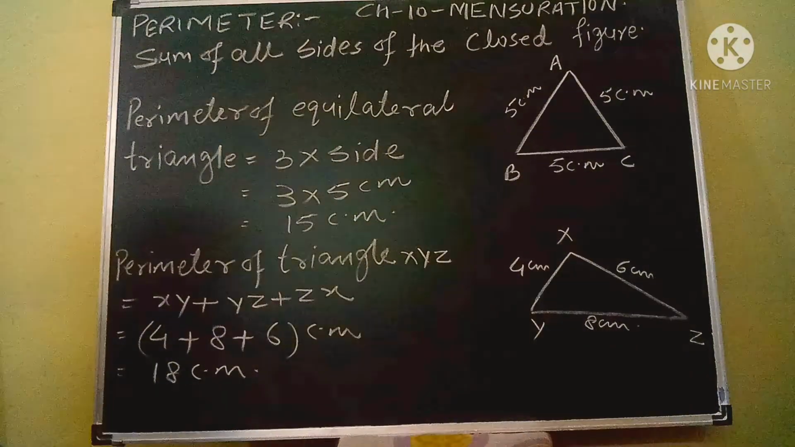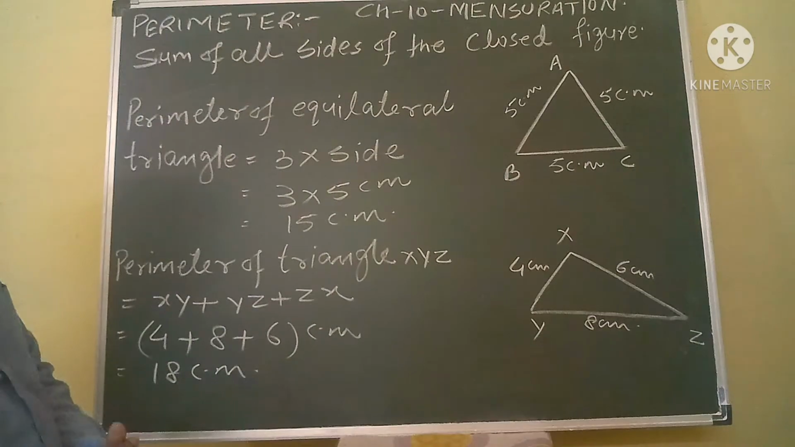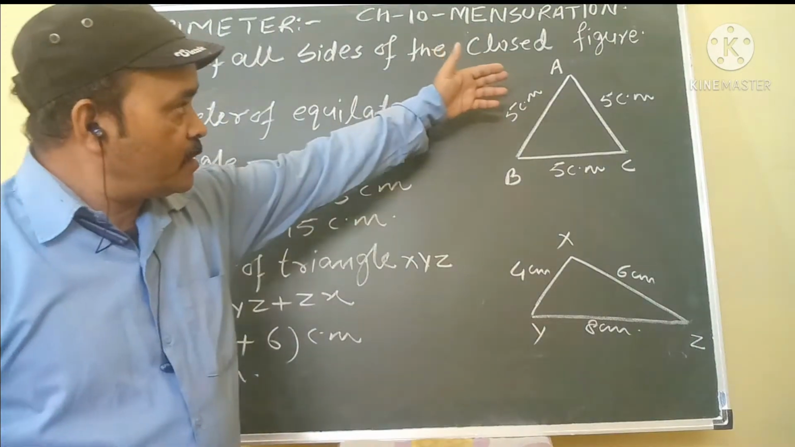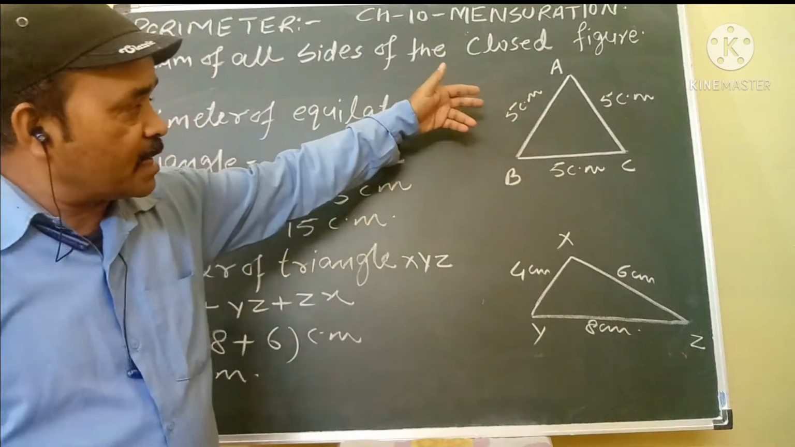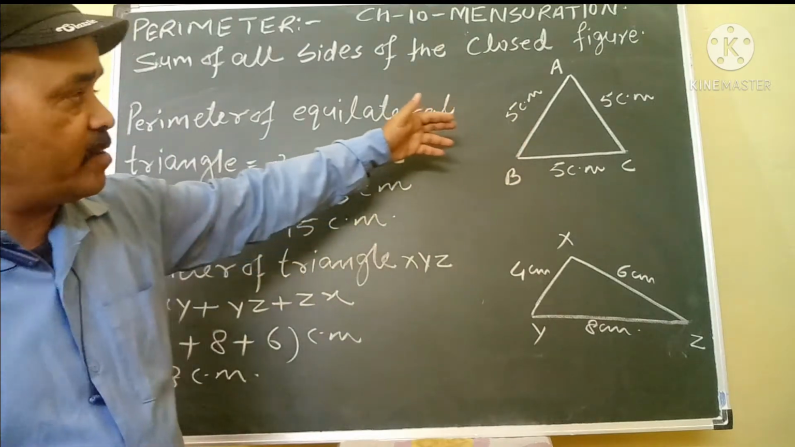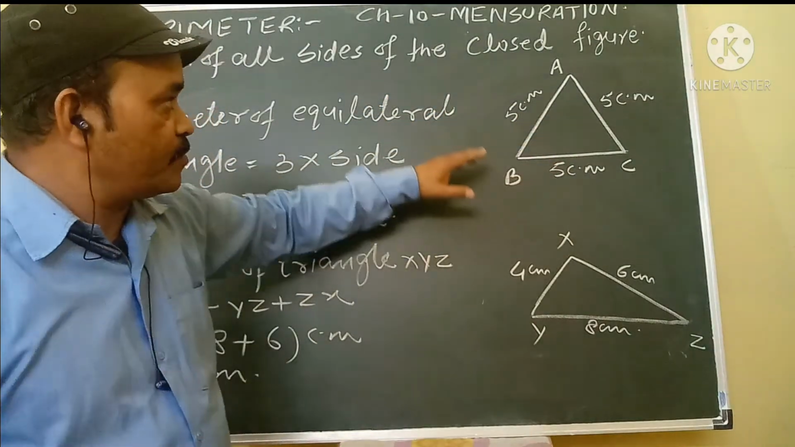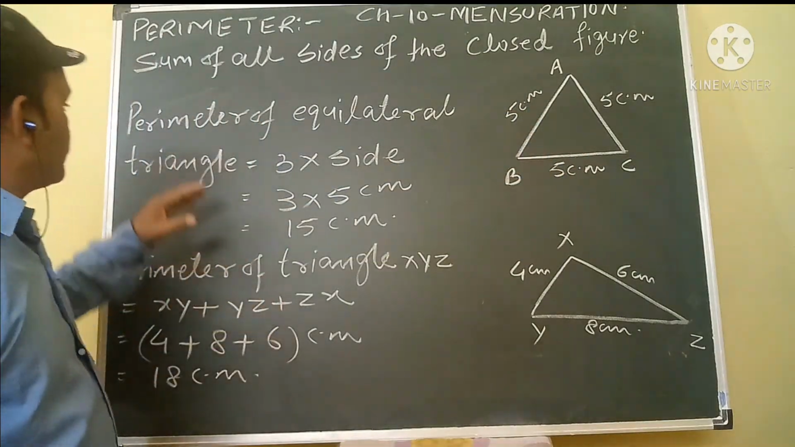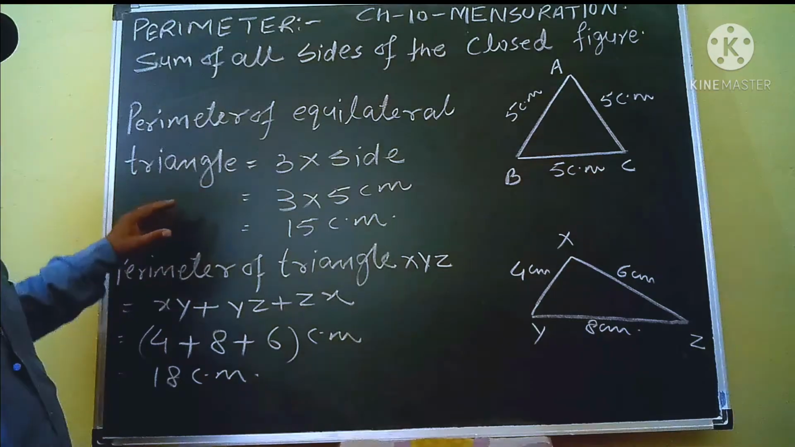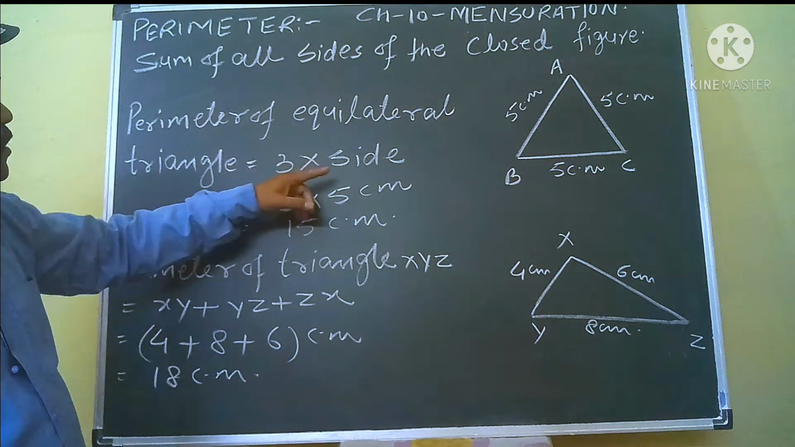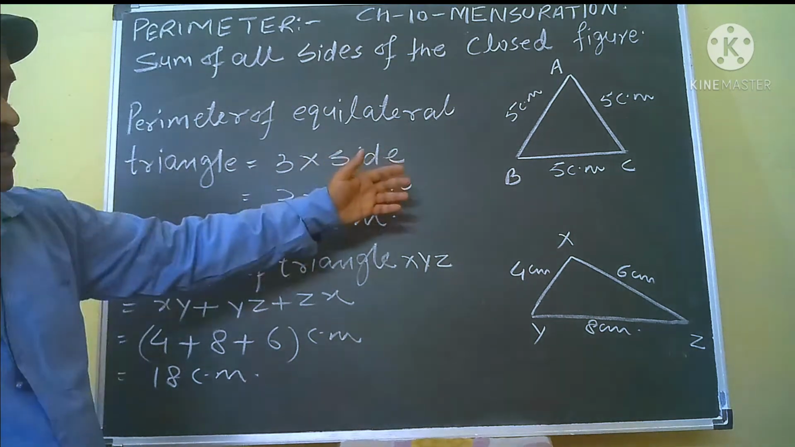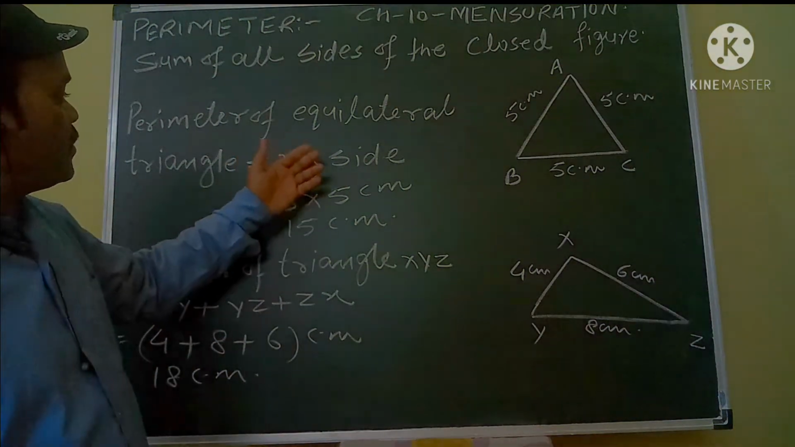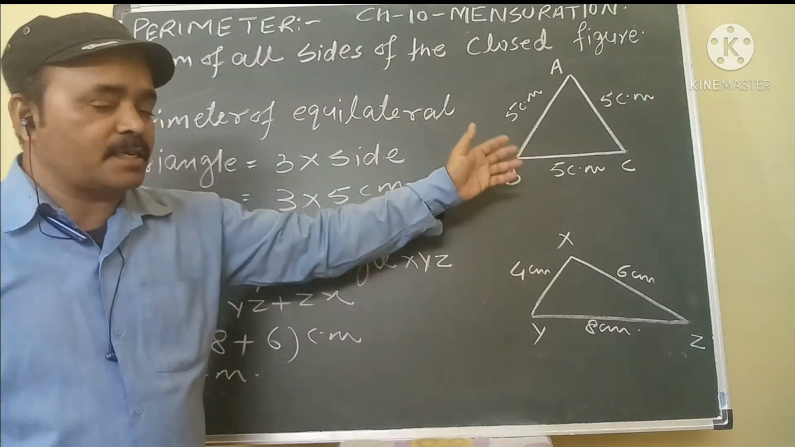My dear students, I want to give you another example: how will you find the perimeter of an equilateral triangle? Suppose ABC is an equilateral triangle. What is an equilateral triangle? In an equilateral triangle, all sides are equal. Here, all sides are 5 centimeter. So perimeter of equilateral triangle is equal to 3 into side. Side is 5 centimeter, so 3 fives are 15 centimeter. 15 centimeter is the perimeter of the given equilateral triangle.